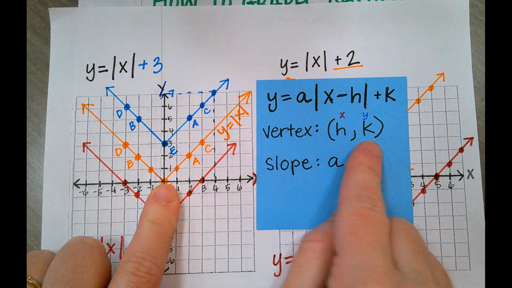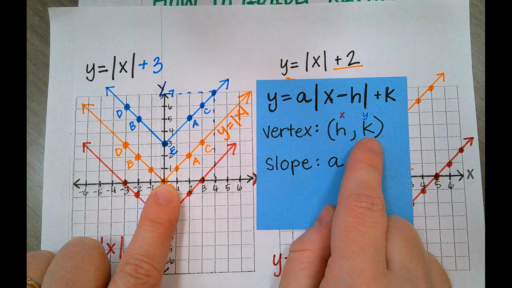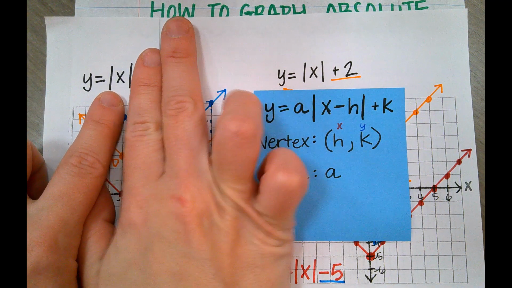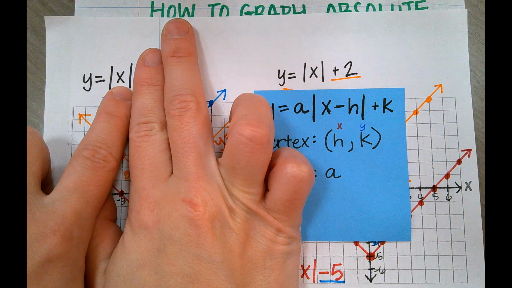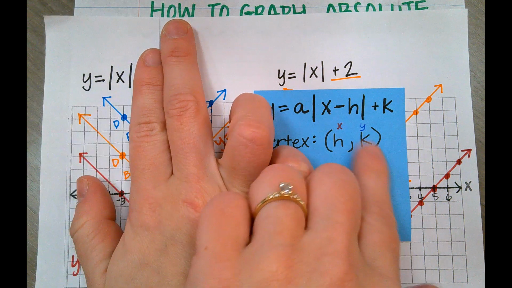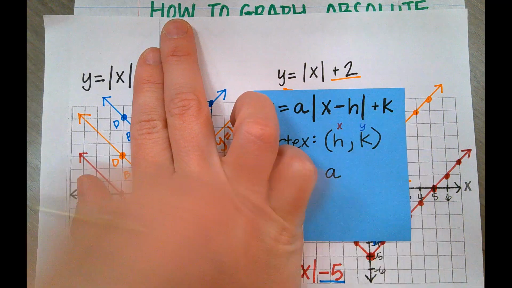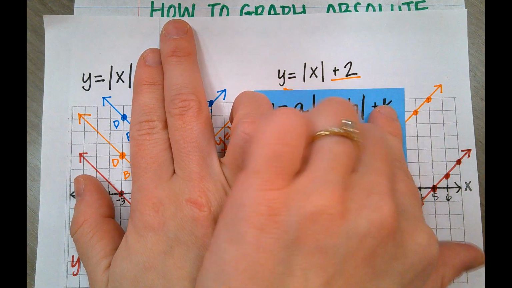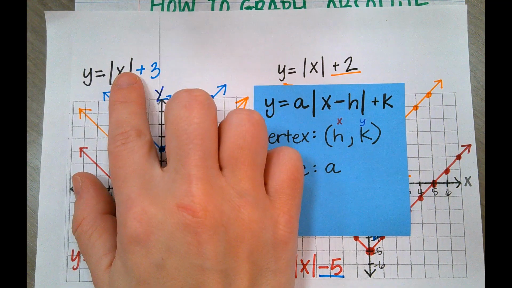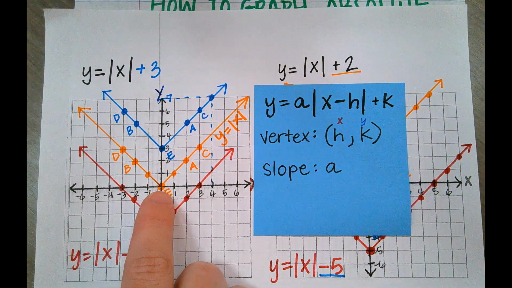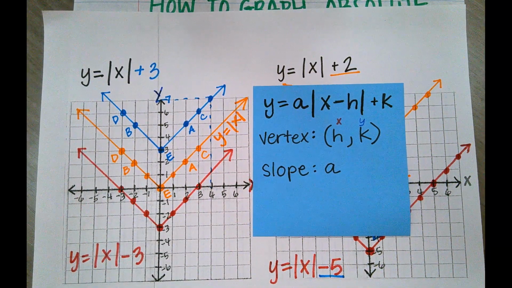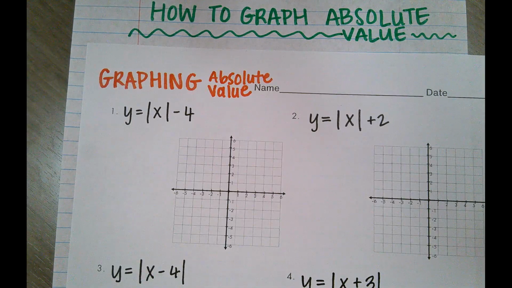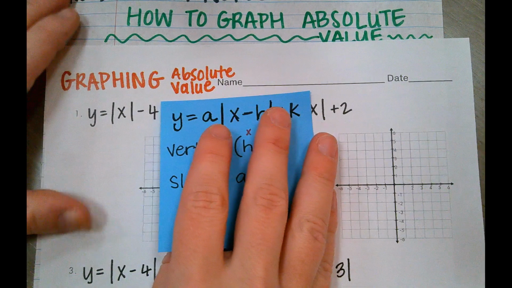So if my vertex is (h, k), and I'm looking at the equation y equals the absolute value of x, you can see that there's no number being subtracted inside, so h must be 0. If there's no number being added on the outside, then k must be 0. And that's why our starting point is 0, 0 here. But I think it might make more sense if we look at it with this worksheet now. Let's use fresh eyes here. Let's look at number 1.